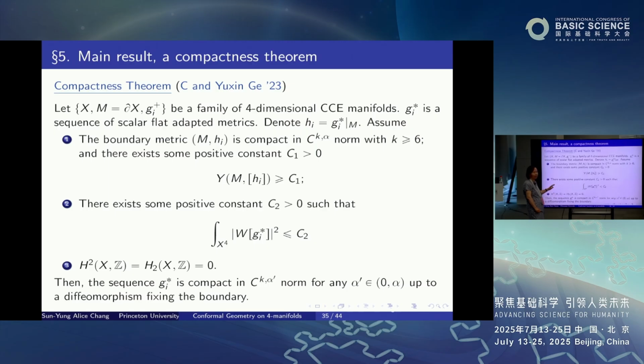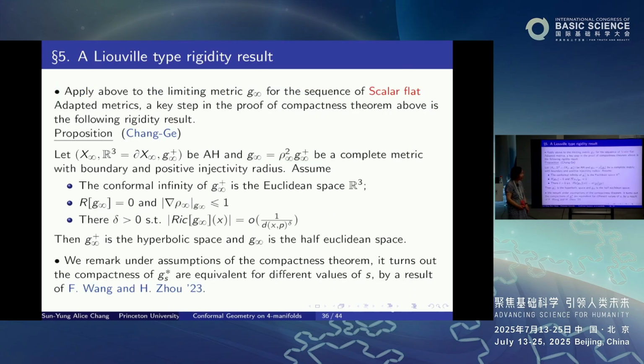And then we add some condition, which is Weyl curvature in L2. We would rather not add this condition, but at least this condition is a conformally invariant condition. So it's natural to the problem. Adding this Weyl curvature in L2, then we reach the compactness of this sequence of adapted metrics. And that's the work of myself and Yuxin Ge. And let me just say one word about what is essentially what we are doing.